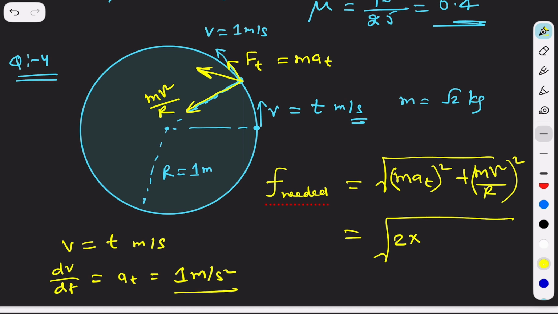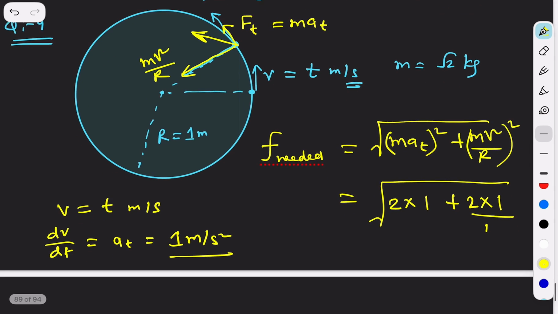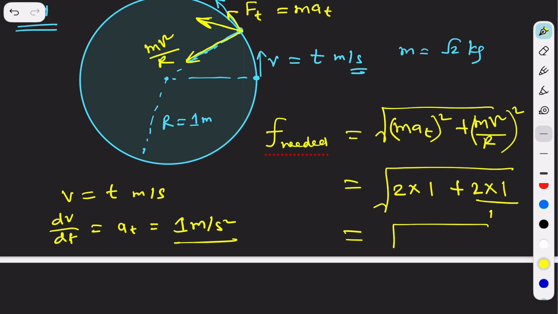So it will be 1 only, plus m square, that is 2. v at that moment is 1, so this will be 1 divided by r, which is 1 only. I hope you are getting the answer now. So it will be 2 plus 2, that is 4. So F needed is 2 Newton. This is the simple answer of this problem, that friction needed at that moment is 2 Newton.